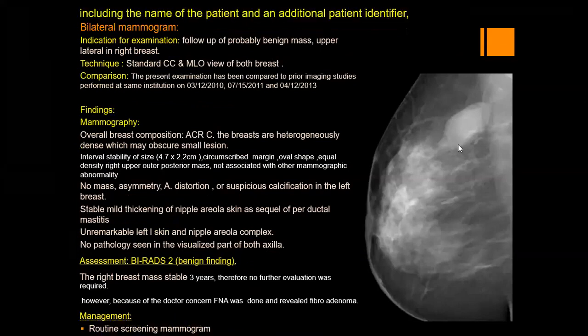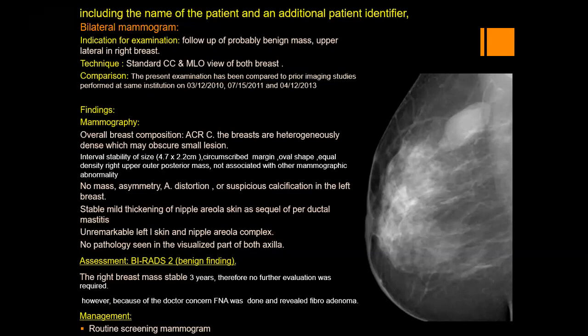For this, also my case, name of the patient and all information about the patient, bilateral mammogram. Okay, the other is not available here. Indication: follow-up of probably benign mass in the upper lateral right breast. Technique: standard views, CC and MLO of bilateral breasts. Comparison: the present examination has been compared to prior imaging studies performed at the same institution on date so and so. Okay, three prior examinations as you have seen here.